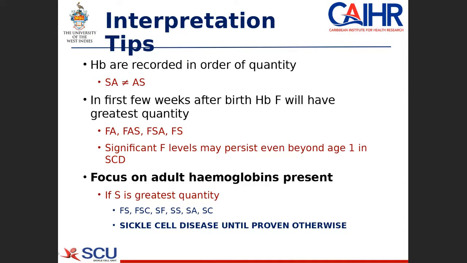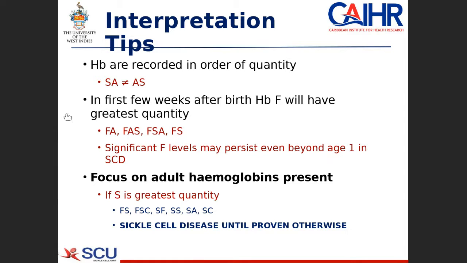But then when you have all this information, what does it mean? Well, the first thing to understand is that hemoglobins are recorded in order of quantity. So if you write SA, it's not the same thing as AS. This SA is sickle hemoglobin more than hemoglobin A, so this would be a person who has sickle beta thalassemia. This A and S is a person who has sickle cell trait.